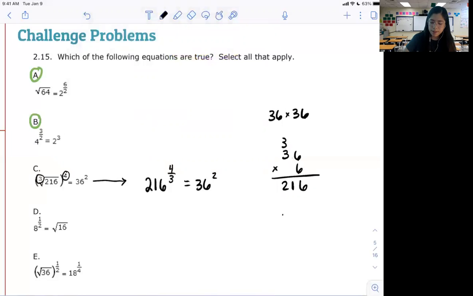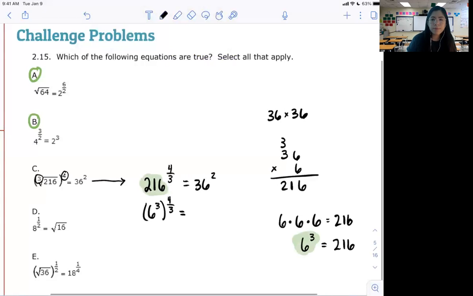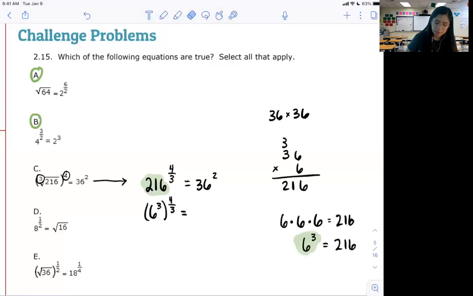Well, that means that 6 times 6 times 6 is 216. How do I rewrite that? 6 to the power of 3. 6 to the power of 3 is 216. So I'm going to rewrite this as 6 to the power of 3 over here. And how do I rewrite 36? 6 to the power of 2. Good.